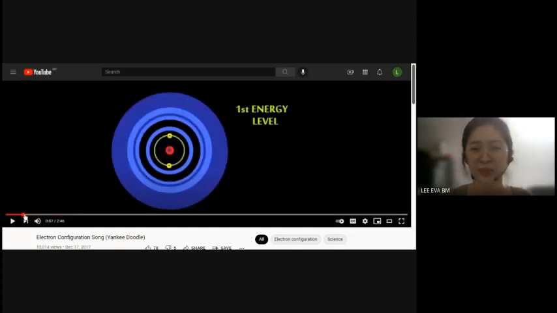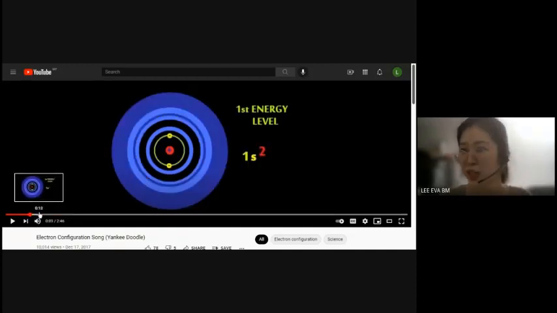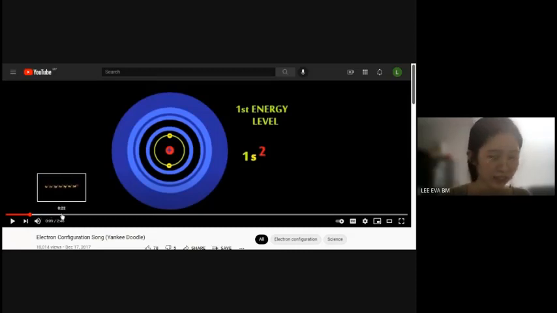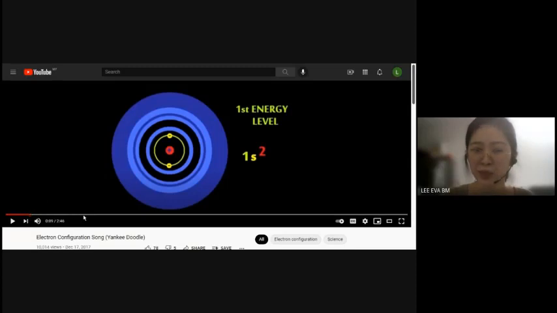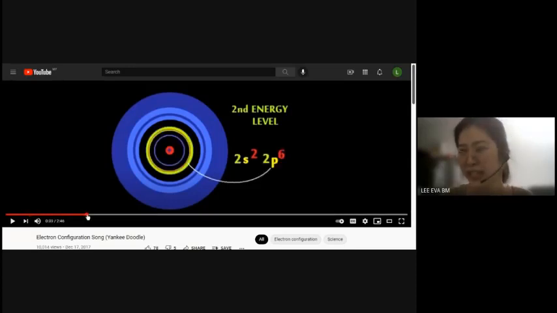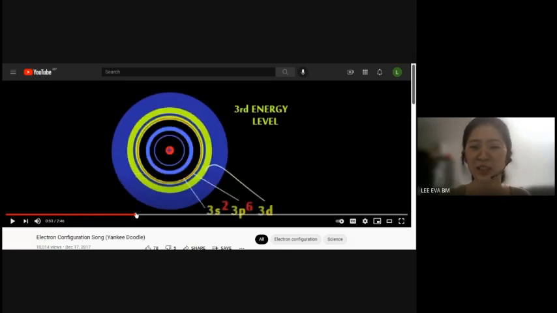It's actually a very catchy melody to help you to remember the 1s2, 2s2, and so on. So, madam wants to highlight over here in the video: for the first energy level, 1s2. For the second energy level, we have two subshells, the 2s and also the 2p subshell. So in this one, you need to take into account the 2 and the 6, so in the second shell we have 8 electrons. For the third shell, you have 3s, 3p, and also 3d. Maximum number for each subshell: for s is 2, for p is 6, and for d is 10.